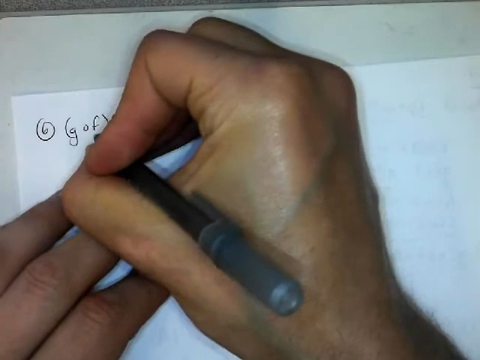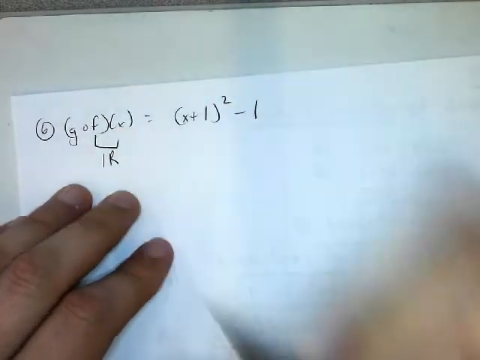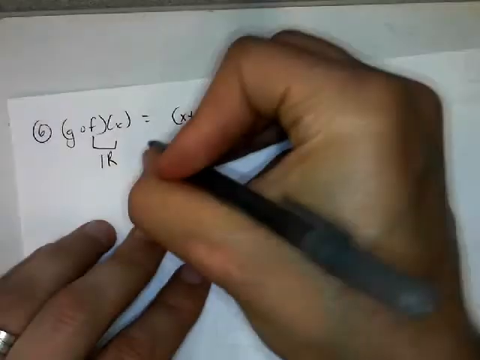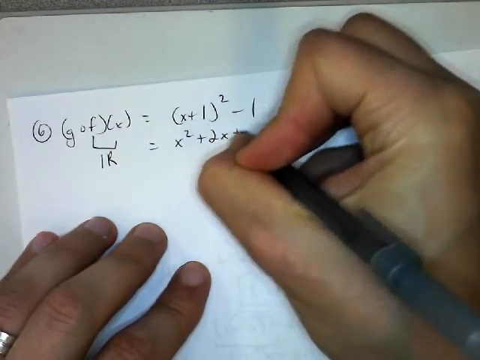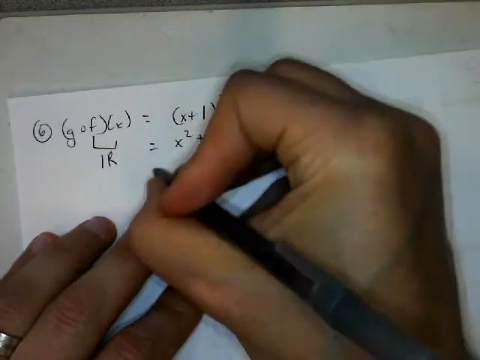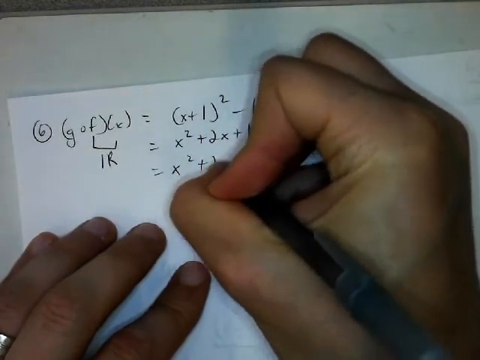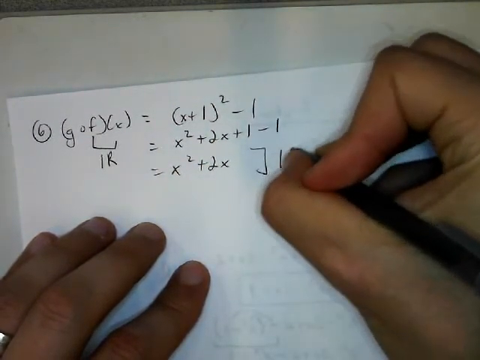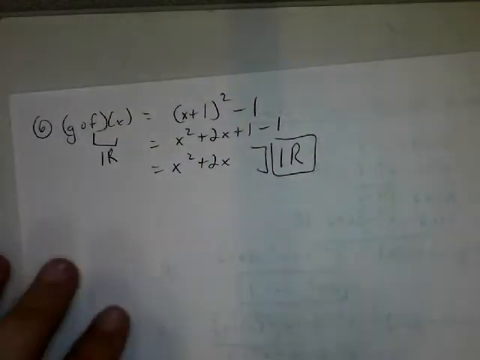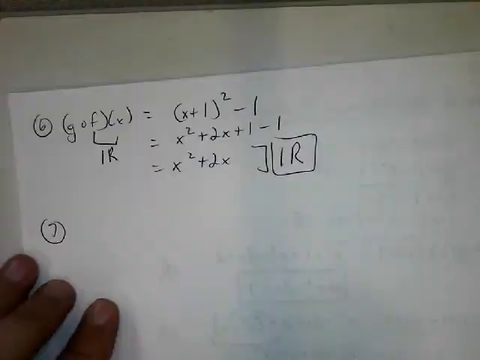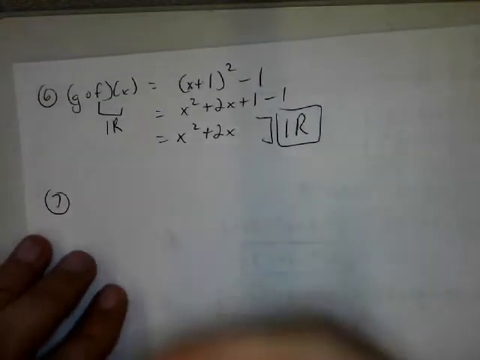The domain of f is all reals. You can see with this product here, we have x squared plus 2x plus 1 minus 1. Or in other words, x squared plus 2x. This domain is still all reals. So this domain stayed all reals. But now check out this one. This is the one that you'll love.